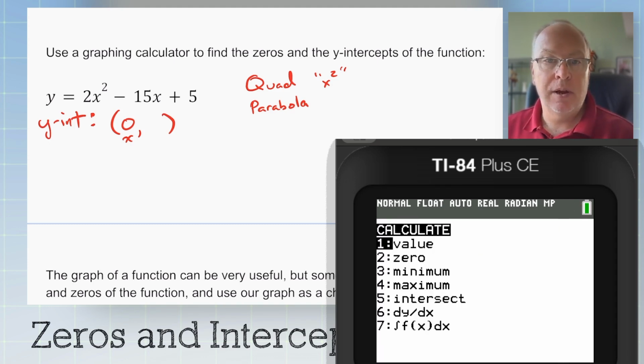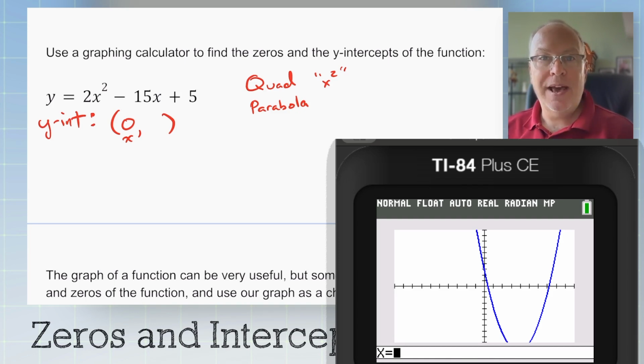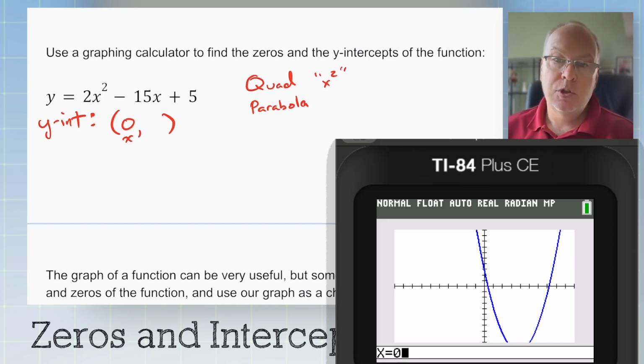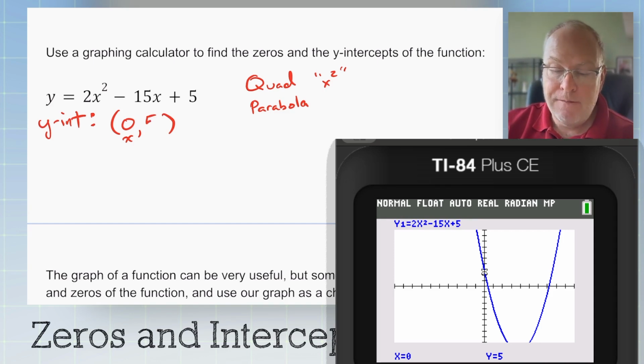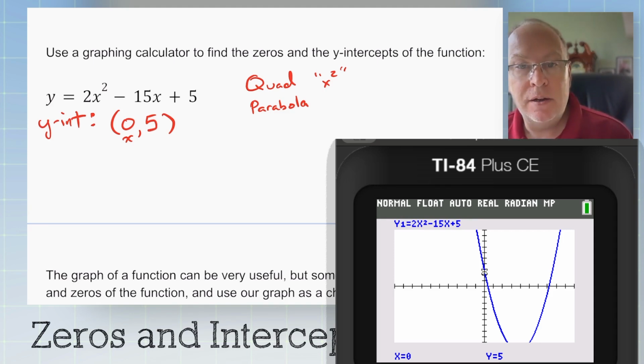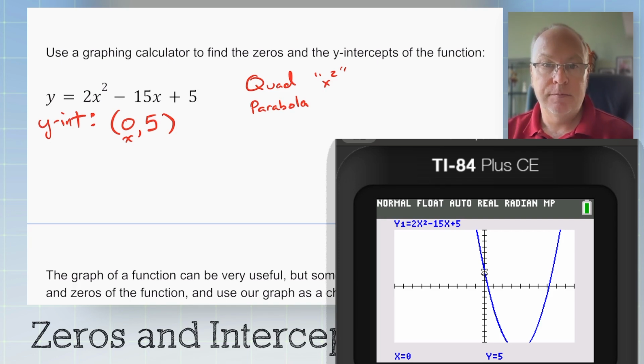Second calculate. We're going to get into this screen here. So I did second trace, up to calculate, and I am going to do value, number 1. So I'm going to press the number 1, and it's going to say, oh, cool. What x value do you want? And what do you think I'm going to put? 0, because we want to know 0 comma what. So basically, we're plugging 0 into the function, and voila, it says y equals 5. You guys see that at the bottom of the screen, y equals 5. So my y-intercept is at y equals 5.